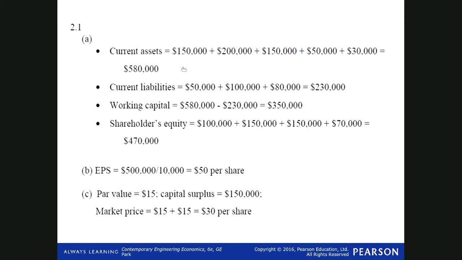Current assets, we already solved. Current liabilities, already from that explanation. Working capital, shareholders' equity, adding all of them, earning per share, and part C is the par value, which we already solved. This is just the final answer. How we calculated, you can refer back to my recording as well as that Excel sheet. Market price, so part C. This is what we have done.